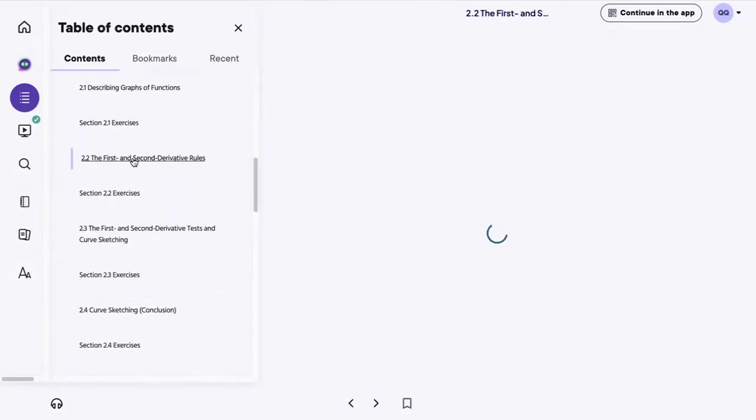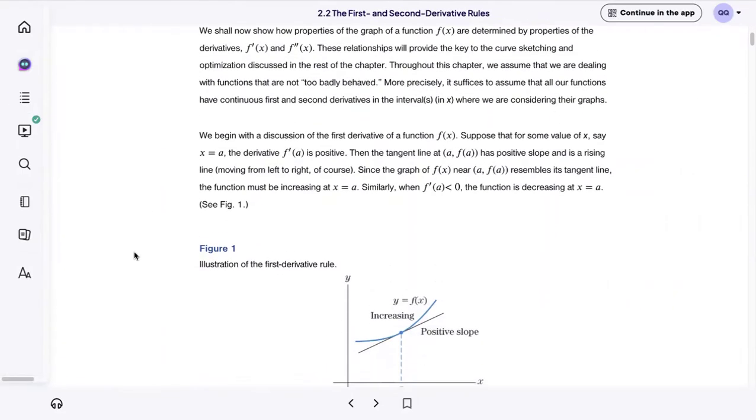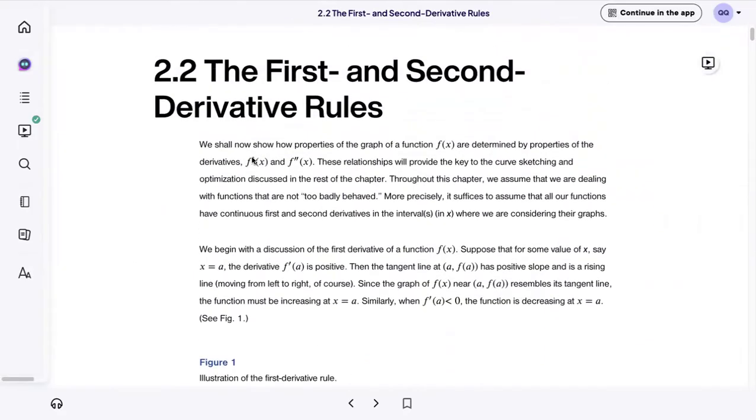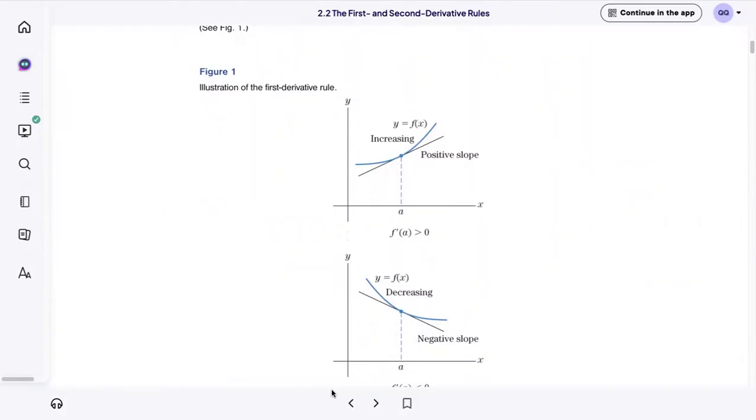Section 1. Let's see section 2: how do we use the first derivative and second derivative? For the first derivative, we use f prime of x. For the second derivative, we see f double prime of x. The first derivative at a point is the slope of the tangent line. So this is a picture of a first slope. What is the rate of change of this function at this point? So f prime of a equals the slope of this tangent line.